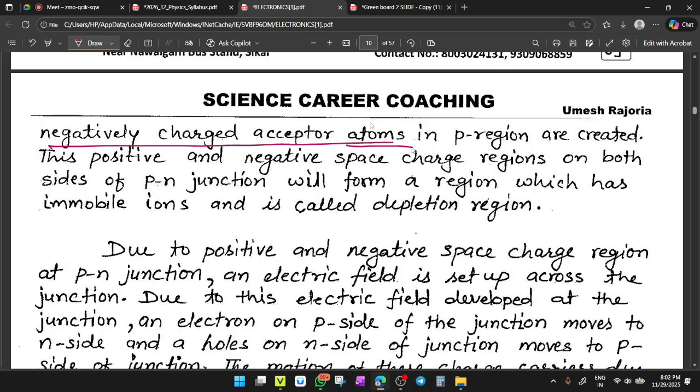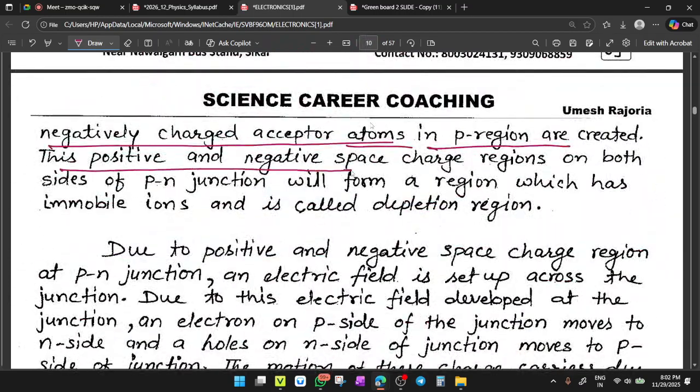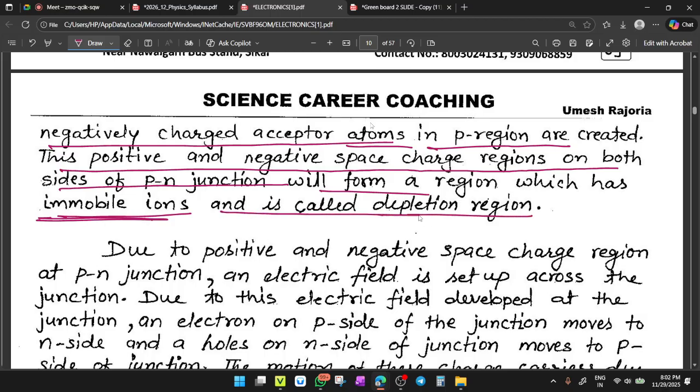Acceptor means negative. Negatively charged atoms in the p region are created. So this positive and negative space charge region on both sides of the pn junction will form a region which has immobile ions only, and it is called depletion. Depletion means vacant or empty.